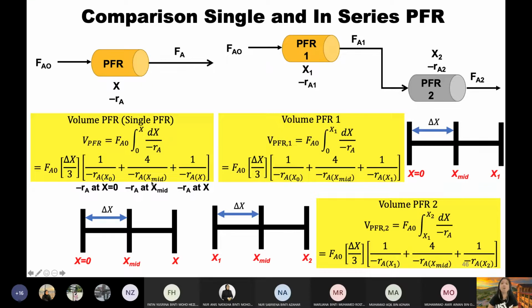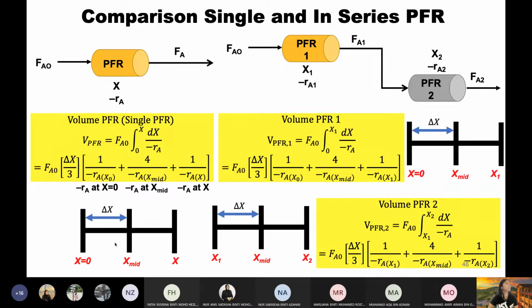Plus, okay, 4 tu Simpson one-third rule. Nombor 4 tu ada sebab itu dah Simpson one-third rule. 4 over minus RA at my middle conversion. So middle conversion tu kamu kena cari. Okay, apa maksudnya middle conversion? You will divide the 3 points, right? So your first point is 0. Your last point is your final conversion. So the middle point is the middle conversion between 0 to your final conversion. So let's say your conversion is 80%, 0.8. So 0 to 0.8, your middle X will be 0.4.